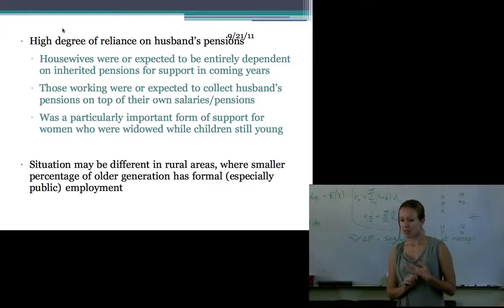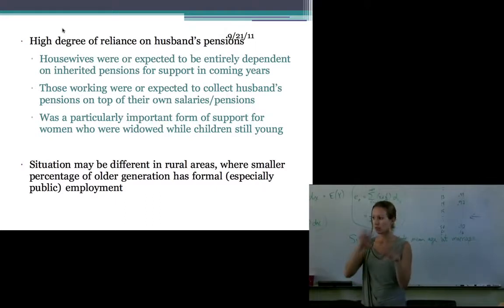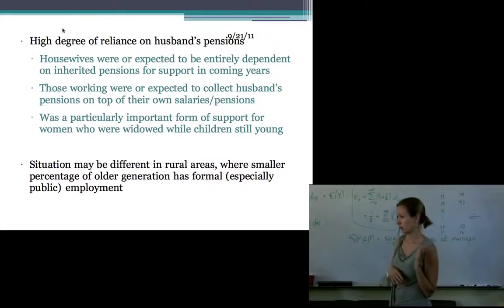The housewives either were or expected to be pretty much entirely dependent on inherited pensions. The women who were widows, this was basically their only source of income, which was very important because some of them were still raising children. There was definitely other income coming into the households for the kids who were working, although a lot of them also had kids who weren't working, and this was basically how they were supporting their family.